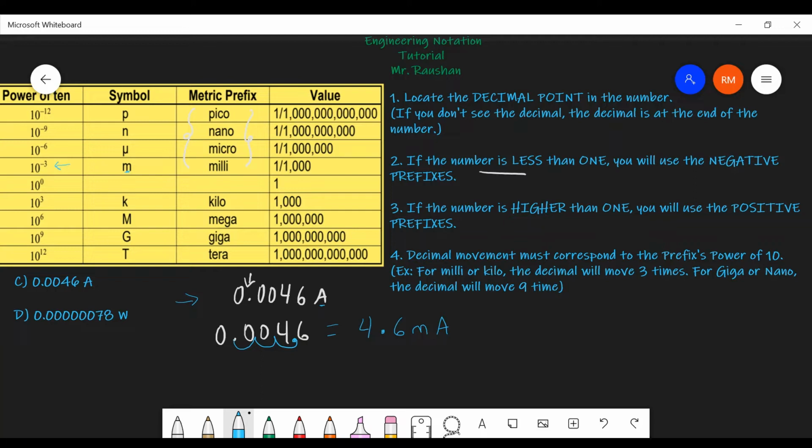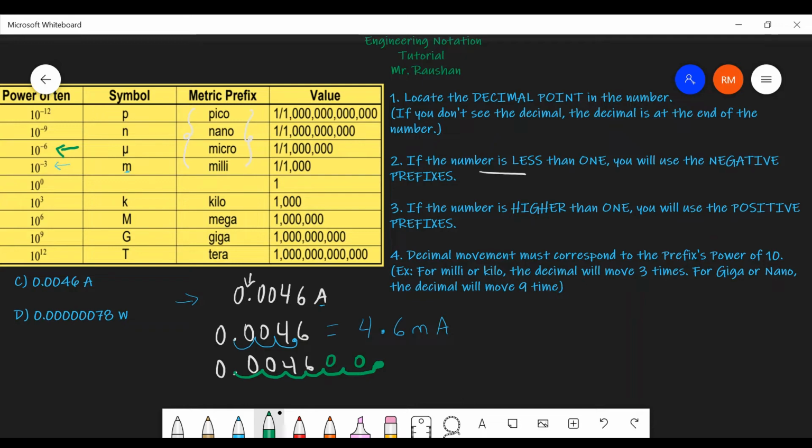Now what happens if we decide to change it to micro? Let's see. This is our number, 0.0046. Now, if we change it to micro, how many times do we move the decimal point? We have to move it 6 times. So let's do it. 1, 2, 3, 4, 5, 6. Since we moved this 6 times, you see some empty spots here, so we fill the empty spots up with zeros.